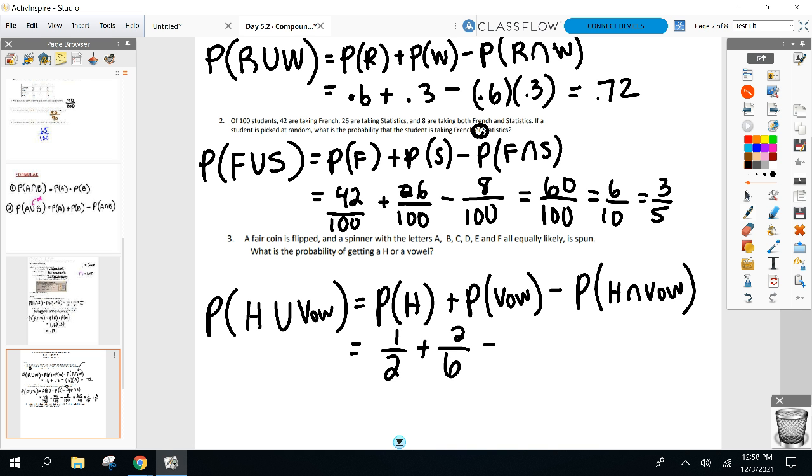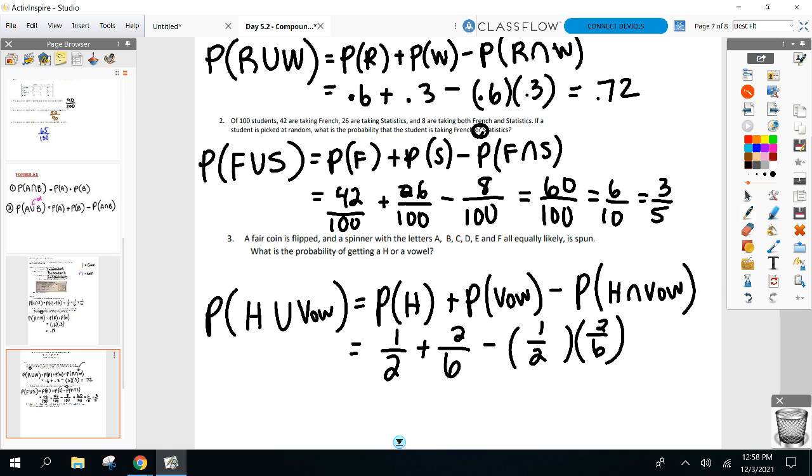Minus, now here's where the first formula comes into play, right? Because I can't tell just from what they gave me. So how am I going to find the probability of a head and a vowel? Multiply heads and a vowel, just like we did in formula number 1. And then it's all calculator work.